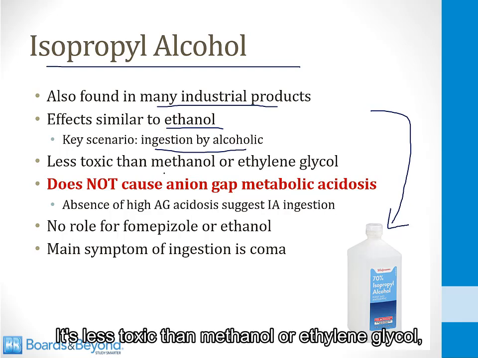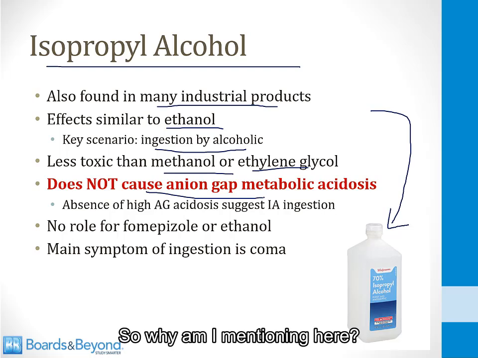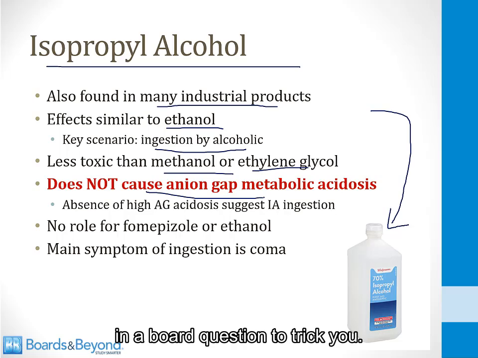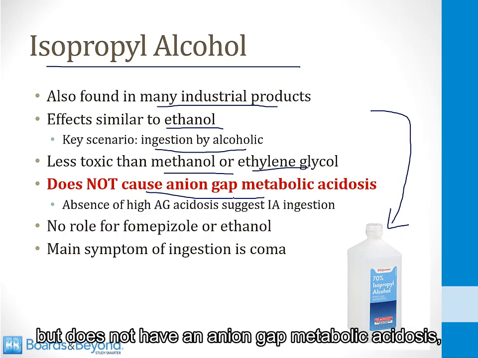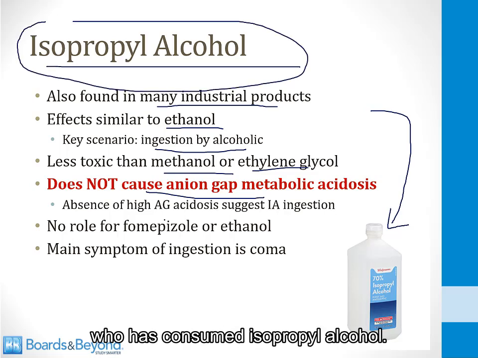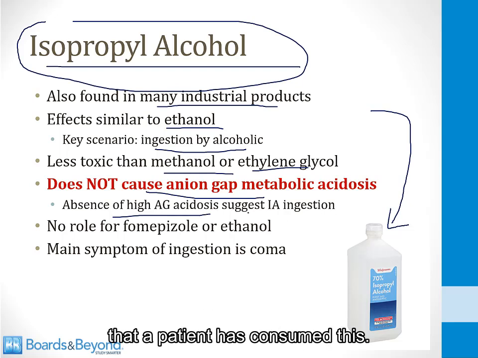It's less toxic than methanol or ethylene glycol, and it does not cause an anion gap metabolic acidosis. So why am I mentioning this here? Well, I'm doing this because sometimes this is brought up in a board question to trick you. If they describe a patient who has consumed an industrial solvent but does not have an anion gap metabolic acidosis, they may be talking about a patient who has consumed isopropyl alcohol. The absence of a high anion gap acidosis is what suggests that a patient has consumed this.